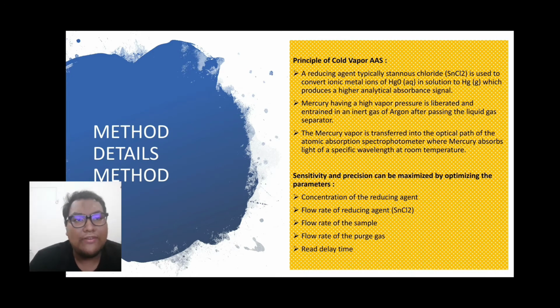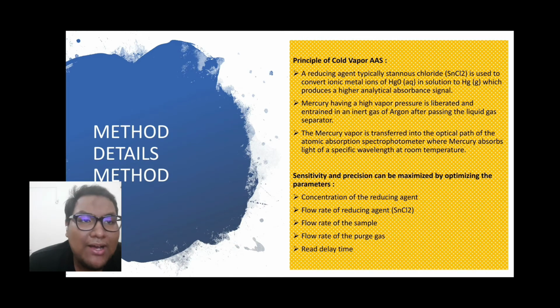So the principle of cold vapor AAS: a reducing agent, usually SnCl2, is used to convert the ionic mercury, Hg2+ in aqueous solution, to Hg gas, which produces a higher analytical absorbance signal. Mercury also has a high vapor pressure, so it will be liberated and entrained in an inert gas of argon after passing through the liquid gas separator. The mercury vapor then will be transferred into the optical path of the atomic absorption spectrophotometer, where mercury absorbs light of a specific wavelength at room temperature.